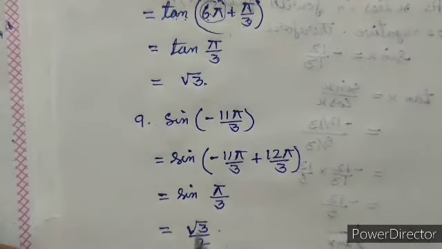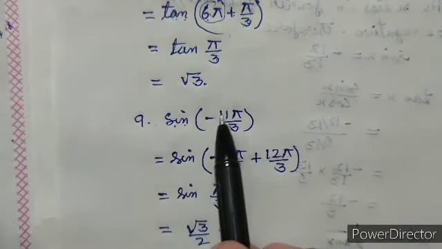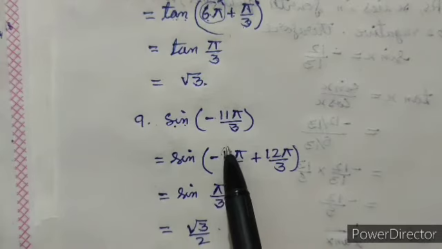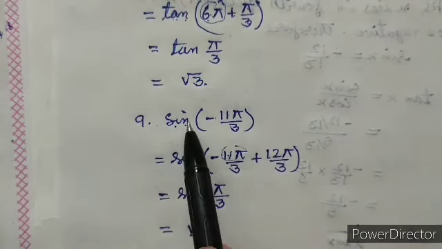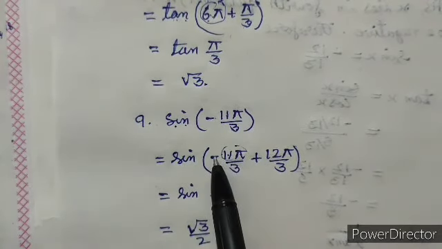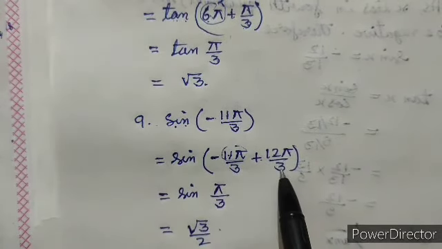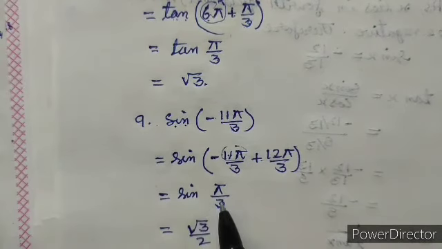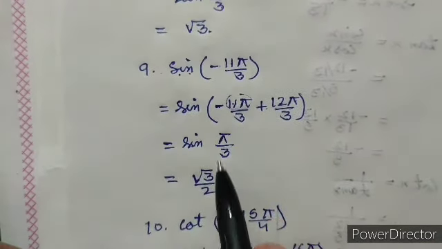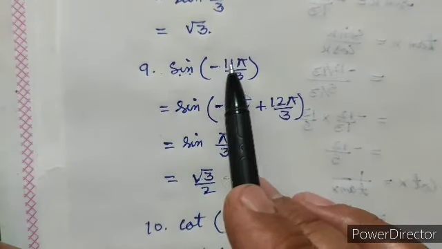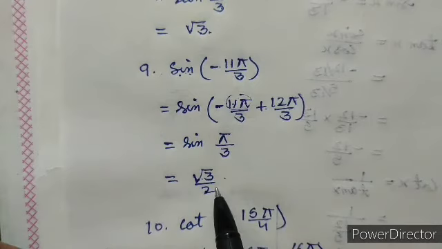In question number 9, we have to find the value of sine minus 11 pi by 3. Now again, the multiple of 2 pi nearest and greater than 11 pi is 12 pi. So sine minus 11 pi by 3 can be written as sine of minus 11 pi by 3 plus 12 pi by 3, and that will be equal to sine pi by 3. The value of sine pi by 3 is root 3 by 2. So we can say that sine minus 11 pi by 3 will be equal to root 3 by 2.